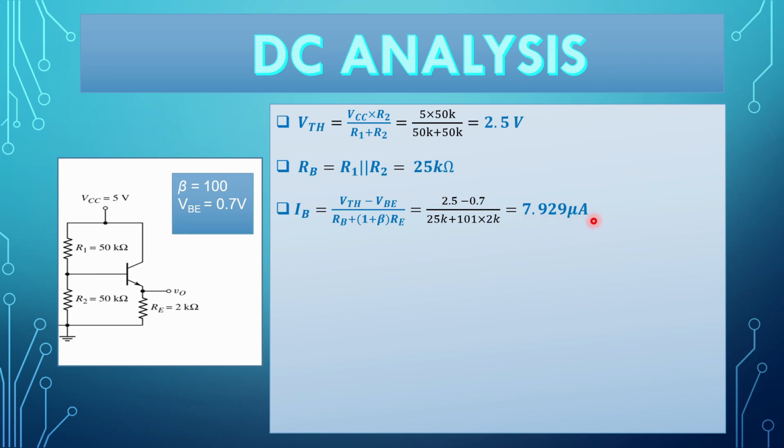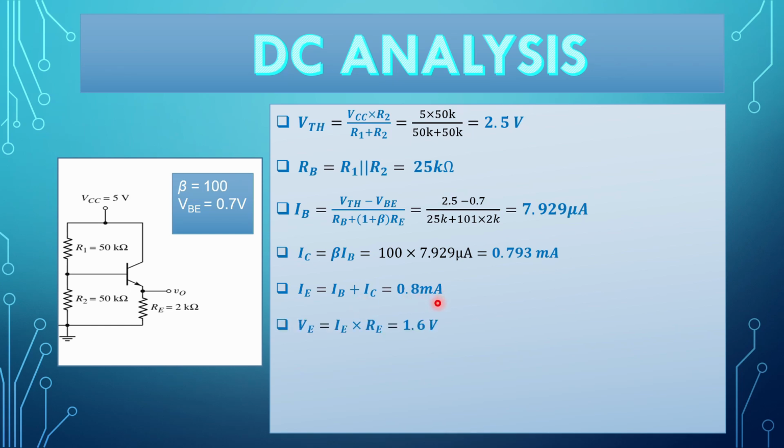7.929 microampere. Now, in calculating the IC, beta multiplied by IB will give you the value of IC. So, beta value is 100 and the IB value we have calculated above. If we multiply both, we'll get the value of 0.793 milliampere. So IE value is given as IB plus IC. So the value is 0.8 milliampere.